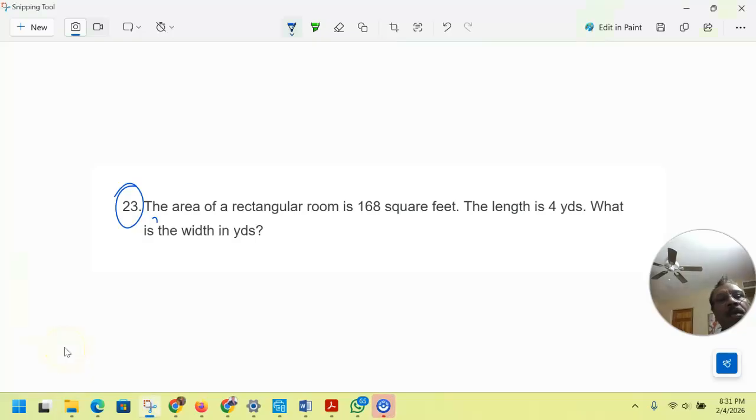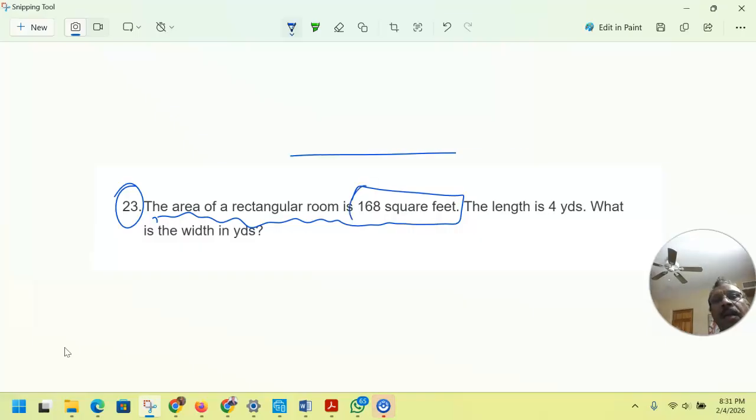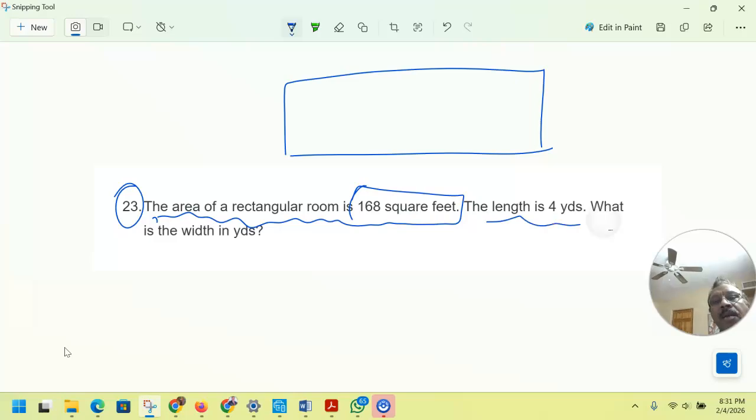So in this problem, they give us the area of the rectangular room. This one is the rectangle. The length is 4 yards. What is the width in yards? So this is given in feet, so you have to be very, very careful. This is 168 feet square.